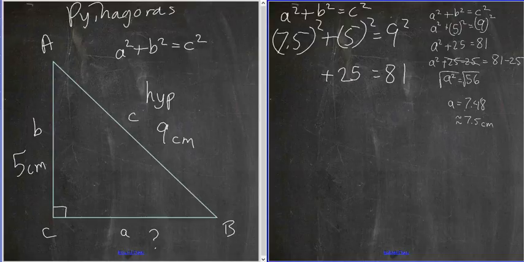56.25. So 56.25 plus 25 is equal to, so yeah, it is approximately equal. We're a quarter over. 81.25. So yes, when we include for our rounding error, that is the correct answer. So that's our basic use of the Pythagoras theorem.